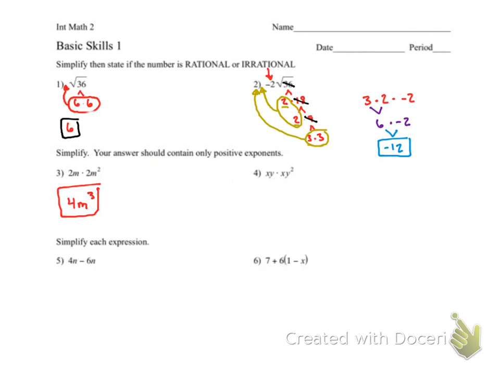Number 4, same exact concept, except this time we have 2 variables. So there's our like bases. x to the first times x to the first. We add those 2 exponents. That's x squared. And then we also have y to the first times y squared. Multiplying like bases, must add exponents. 1 plus 2 gives us 3. So that's y cubed. And again, final answer there.